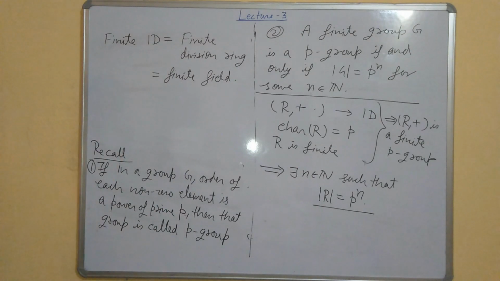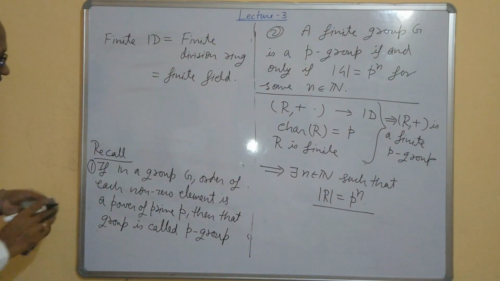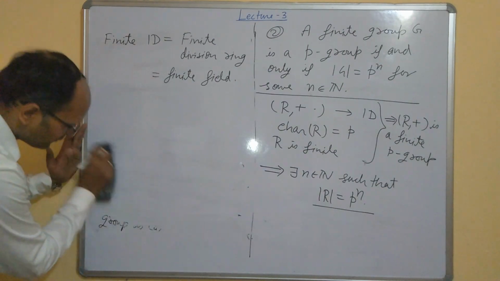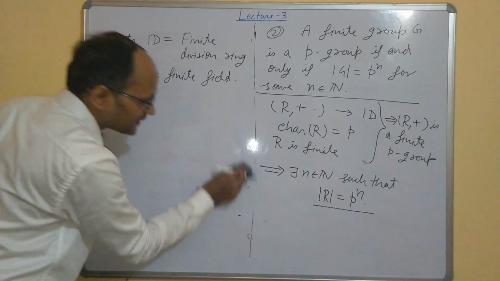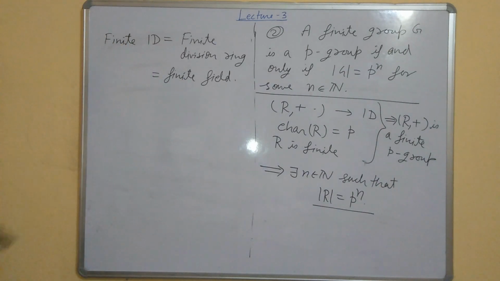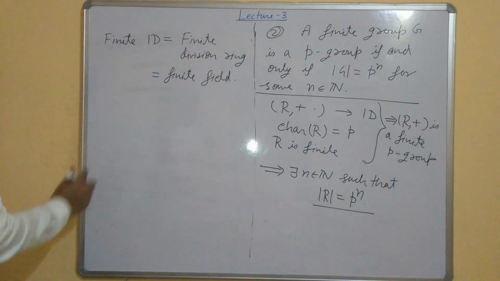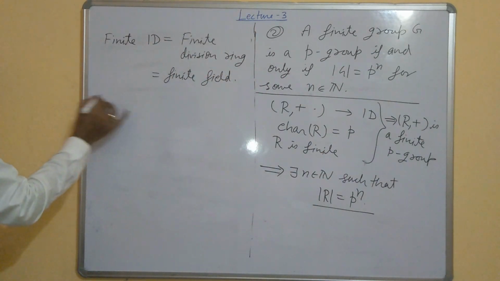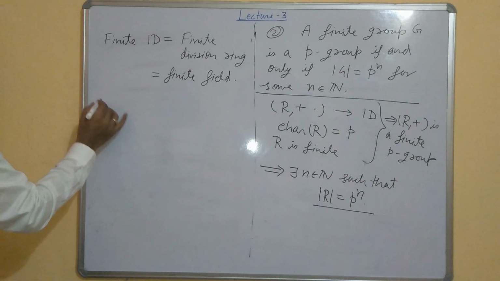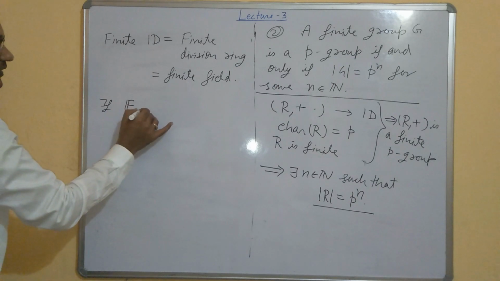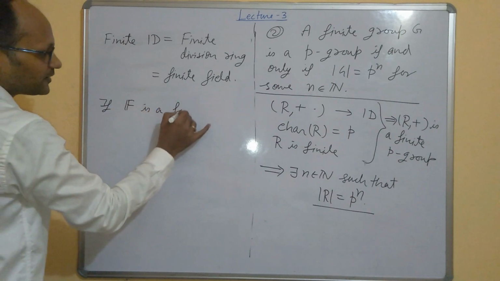These three terms are same. So once you have a finite integral domain and P is its characteristic, then the order of this set will be P to the power n. So this result can also be stated as if F is a finite field.